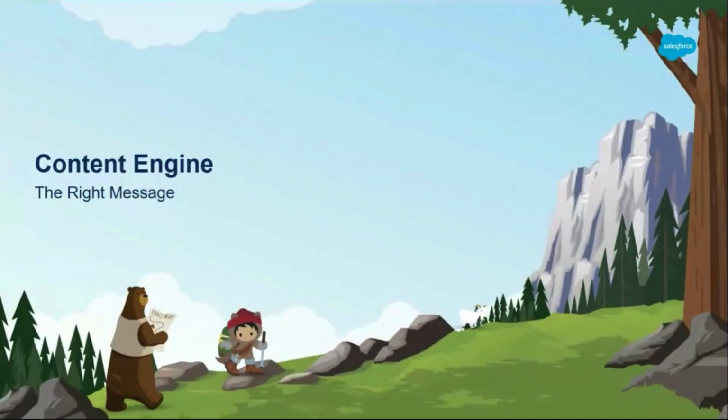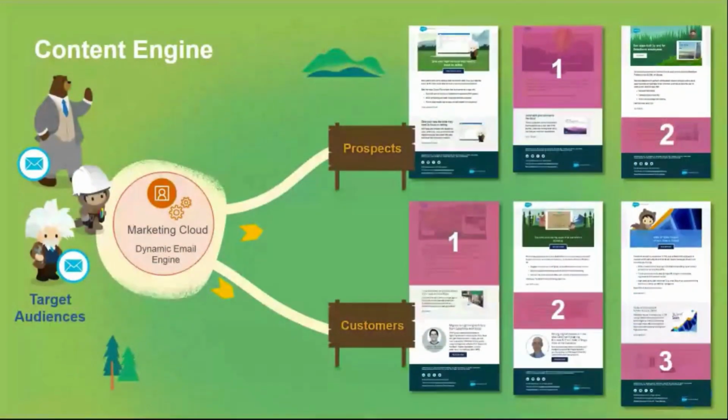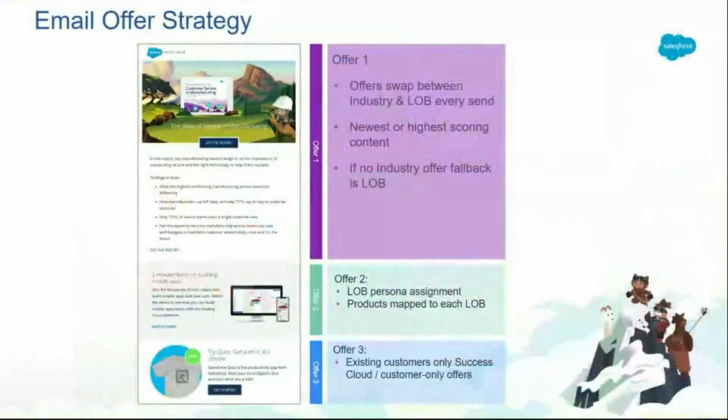So once we've done the email product intent assignment, we pass that email address over to the content engine. So in our email marketing, prospects and customers get a slightly different email template. Prospects get 2 offer emails, where customers get 3 offer emails. And so I can show you what those look like.